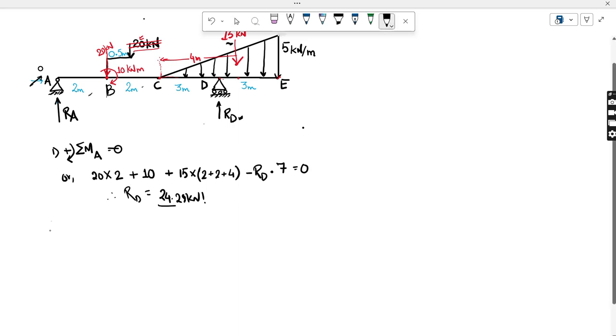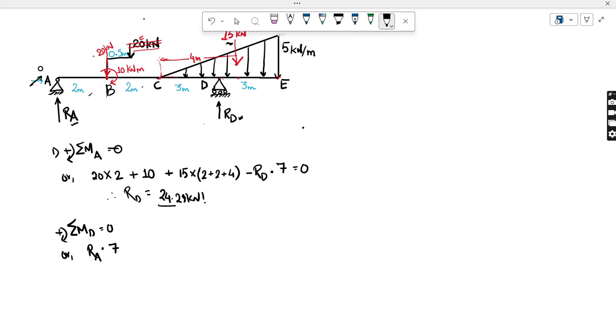Now to find RA, there is an easy way. You can now take the moment about the point D. Okay, so let's do it. Let's go from the start. Look at this RA. RA will also produce a moment at point D, and that will be acting in clockwise direction. So you have to write RA into the distance from A to D. The distance is 3 plus 2, 5 plus 2, 7. So let's write here 7.